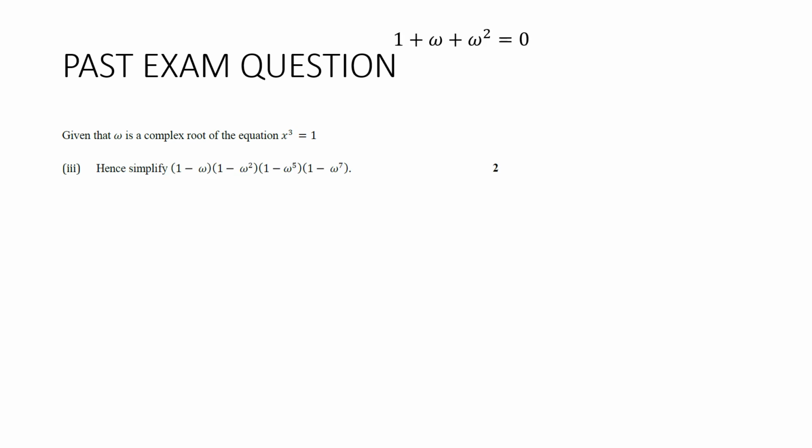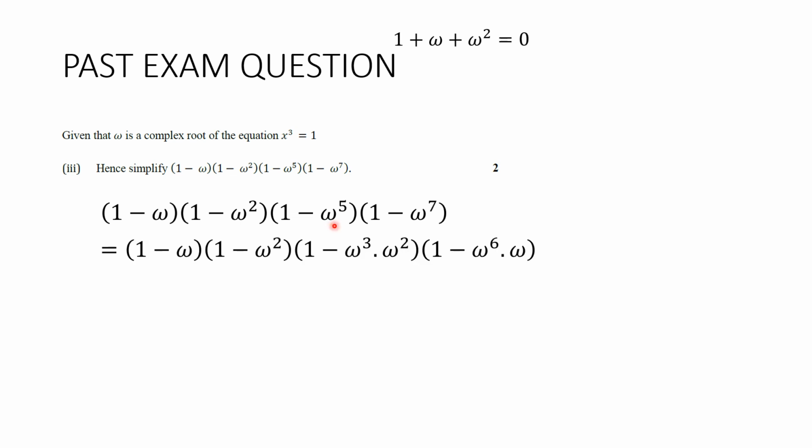Part 3: hence simplify 1 minus omega squared, 1 minus omega to the power of 5, and 1 minus omega to the power of 7. All right, what we're going to do is reduce these down because we know omega cubed is equal to 1. So instead of omega to the power of 5, it's omega cubed times omega squared, and instead of omega to the power of 7, it's omega to the power of 6 times omega. That's equal to 1, and so is that. And so these are the same, aren't they? So we can join that all together and square it.